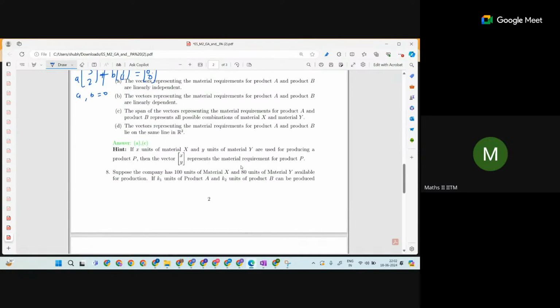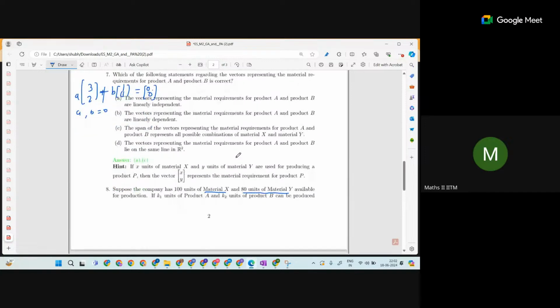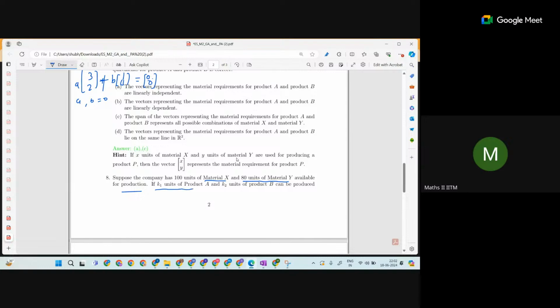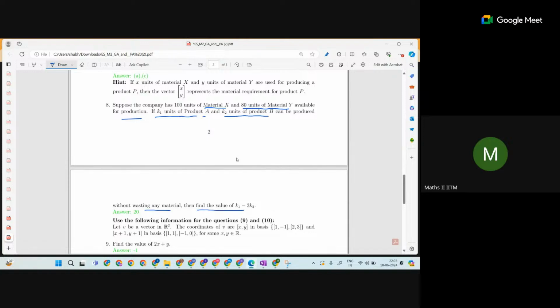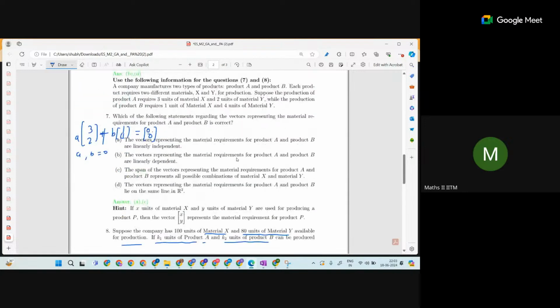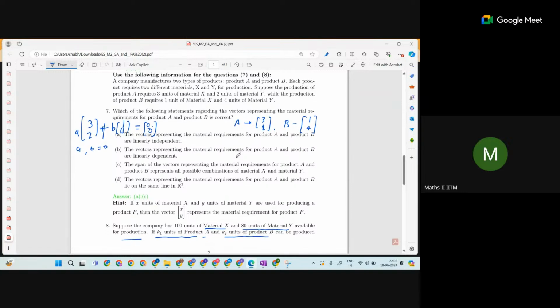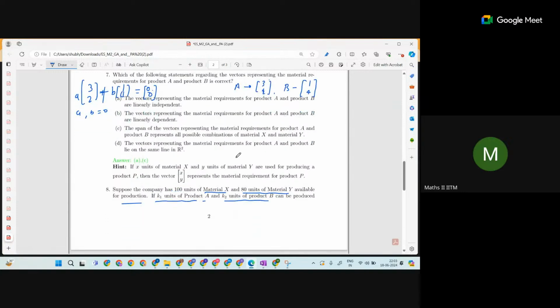Next, the company has 100 units of material X and 80 units of material Y. For production, if K1 units of product A and K2 units of product B can be produced without wasting any material, then find the value. Here product A is made of 3 comma 2, and product B is made using 1 comma 4. 100 units of X material is available and 80 units of Y material.